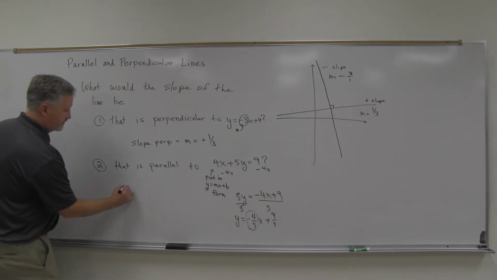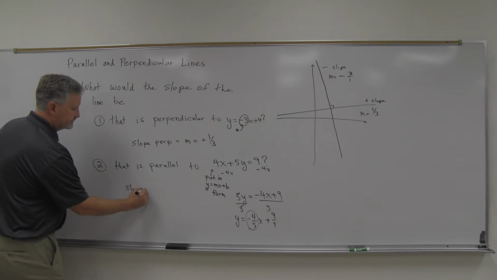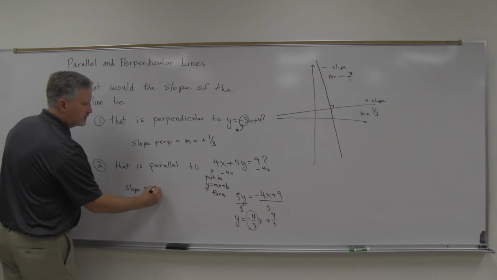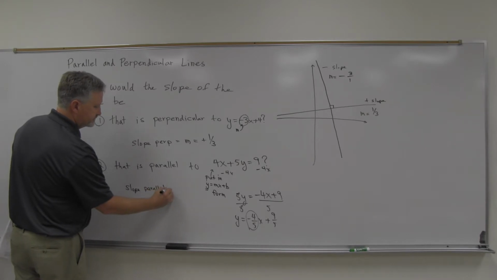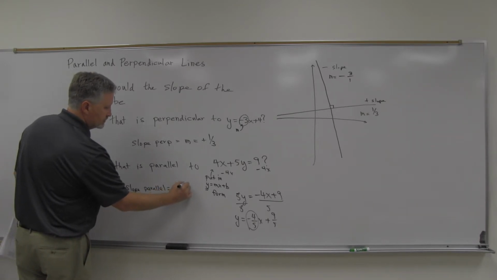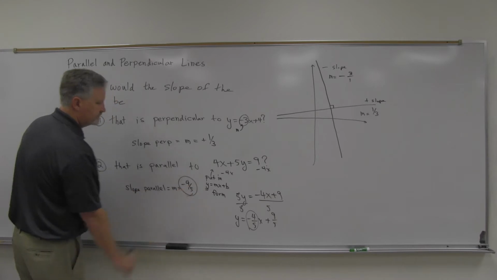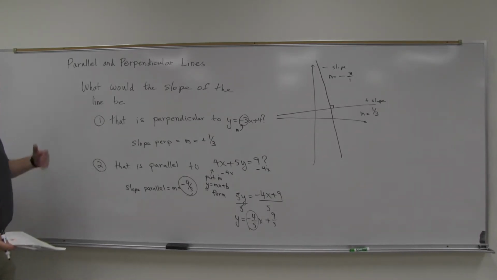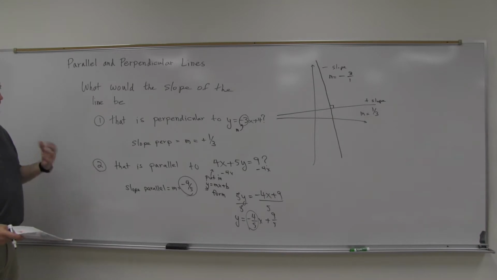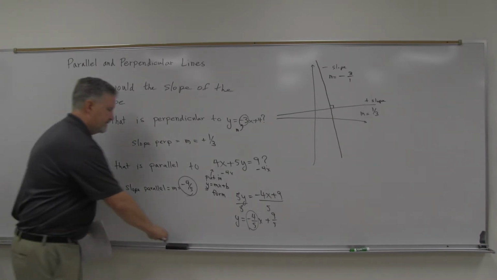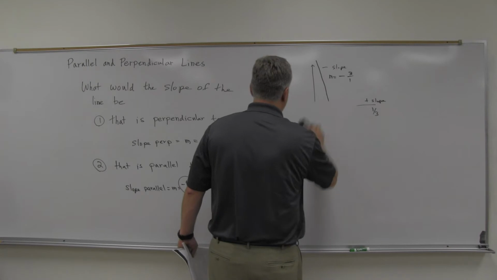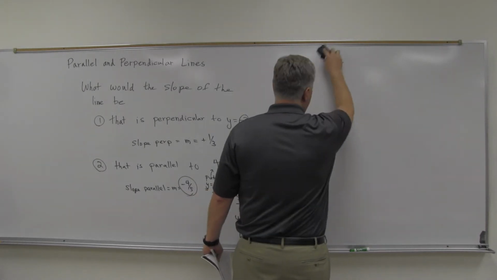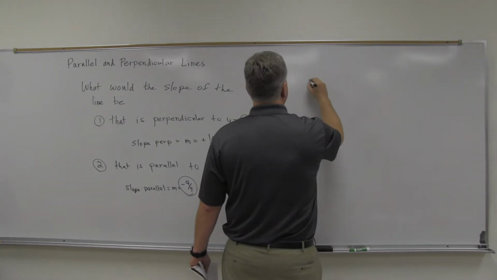So what would be the slope of the line parallel? Well, of course, negative 4/5. Same exact slope. Okay? All right. Now, another way they might ask you about this is to just compare two lines, and it's very similar.